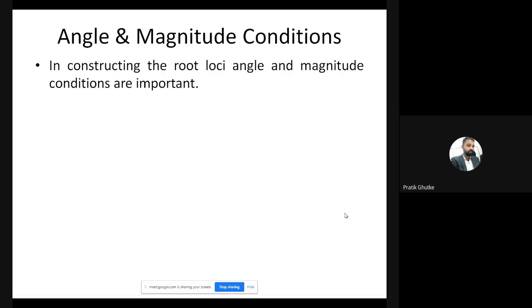Now, what actually are the angle and magnitude conditions in case of root locus examples? We have to study this method. Why? Because not all the time will you be asked numericals with simple poles and simple zeros. There might be a numerical which has complex poles. We will see that in upcoming classes.